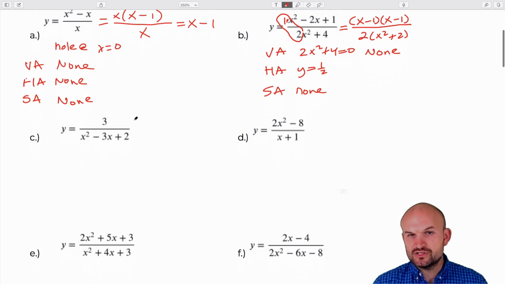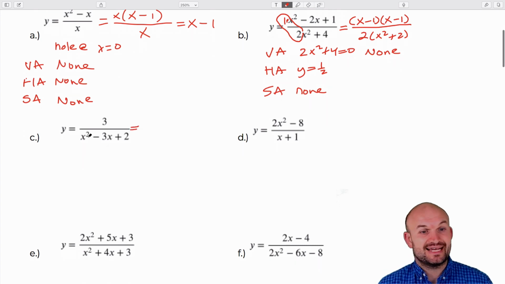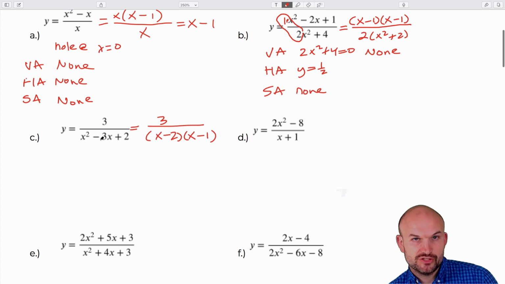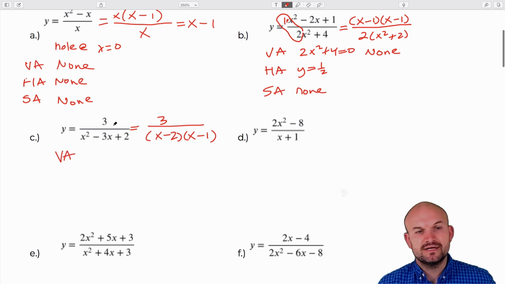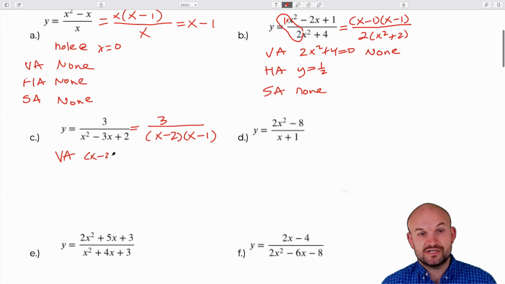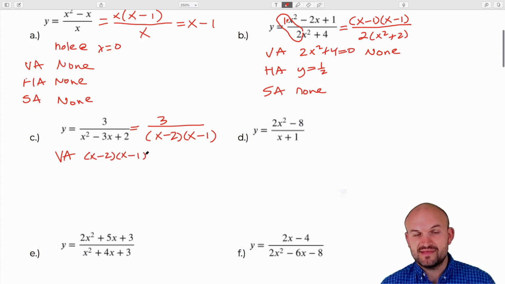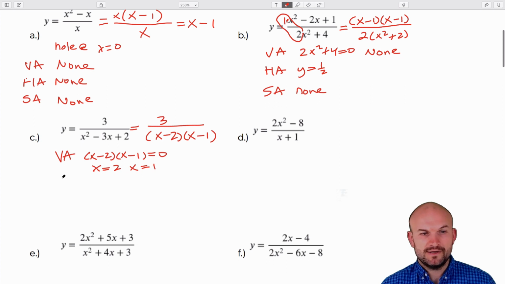All right, next example, there's really nothing I can do in the numerator, but I can factor out the denominator. So that's going to give me an x minus 2 times an x minus 1. What two numbers multiply to give you 2, add to give you negative 3? All right, so again, since nothing gets divided out here, my vertical asymptote is just going to be basically setting my denominator equal to 0. Now in this case, I'm going to use the factored form. That's why that was kind of helpful in this case. So I can have a vertical asymptote at 2 and a vertical asymptote at 1.